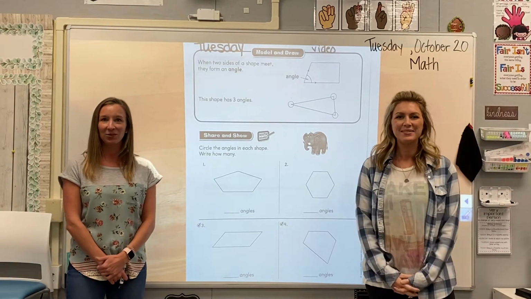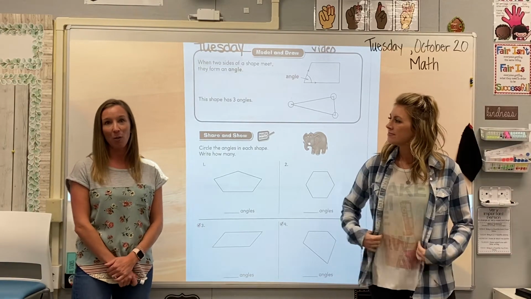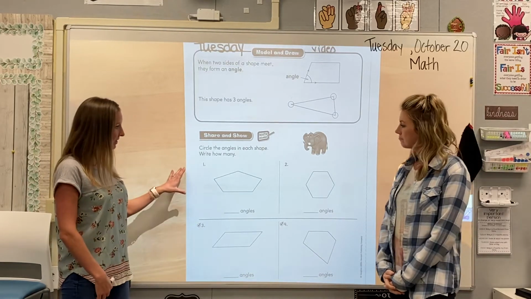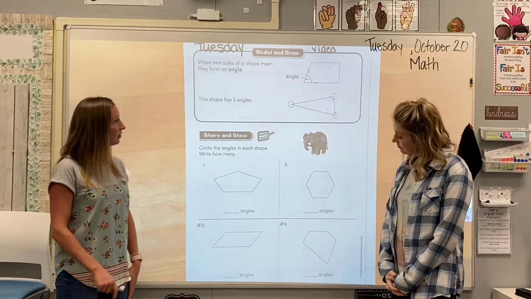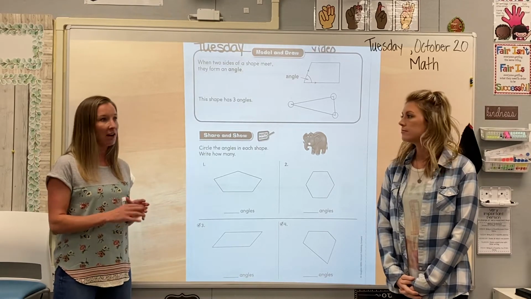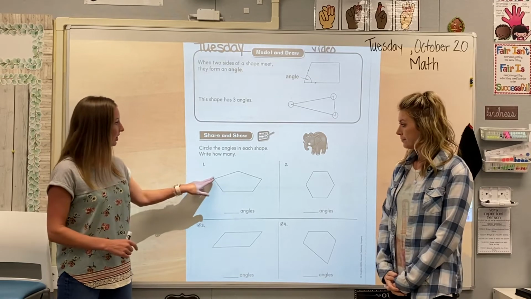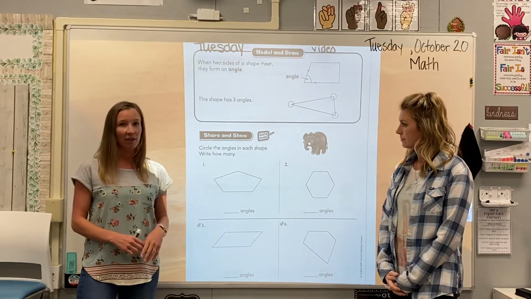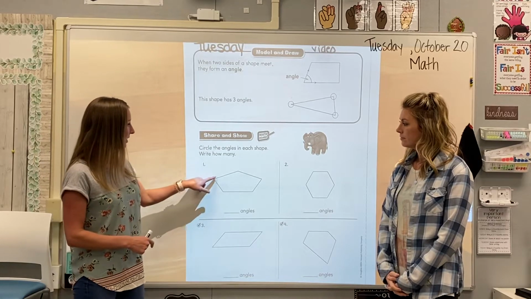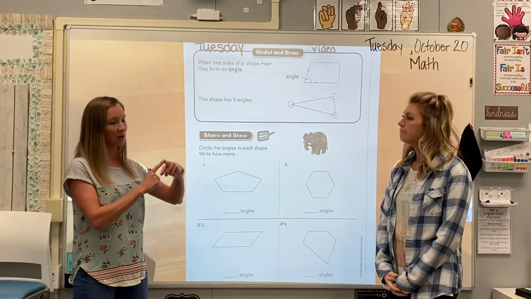Hi, second graders. We are going to continue talking about polygons today, which are those 2D shapes that can be drawn on a piece of paper. And earlier this week, we were learning about how 2D shapes can have sides, which are those straight lines on a shape, and they can also have a vertex, or vertices if it's more than one. That's the outside point where the two sides come together.